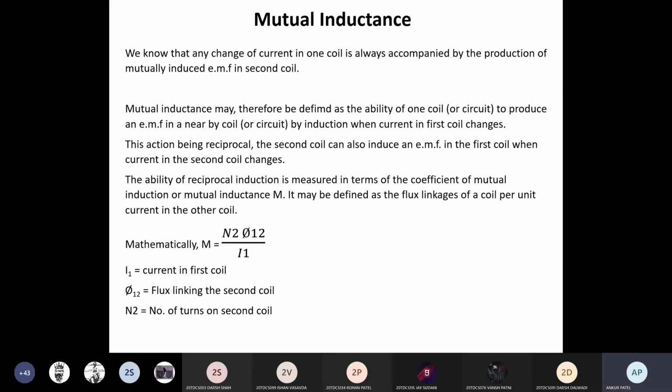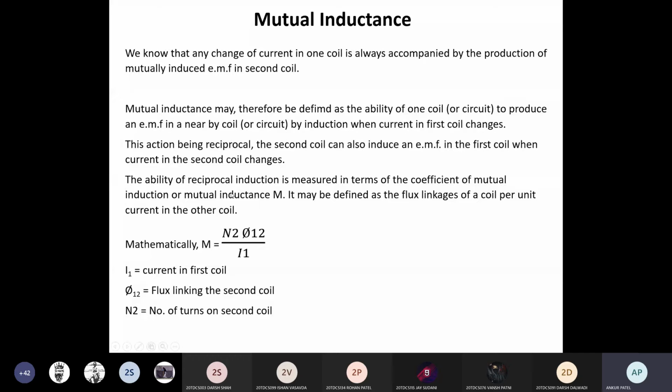Mutual inductance may therefore be defined as the ability of one coil to produce an EMF in a nearby coil by induction when current in the first coil changes. This action being reciprocal, the second coil can also induce an EMF in the first coil when the current in the second coil changes. So accordingly, current changes in both coils, and this induced EMF will link with each other.